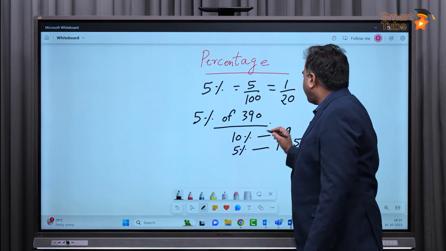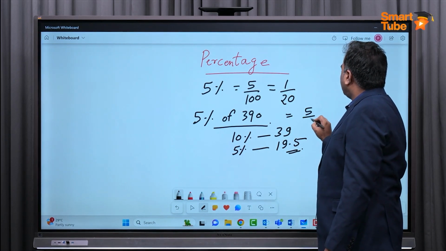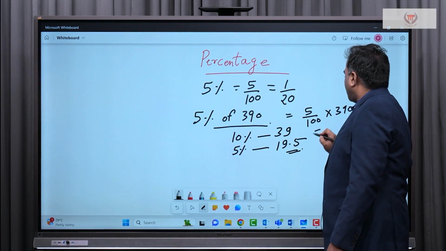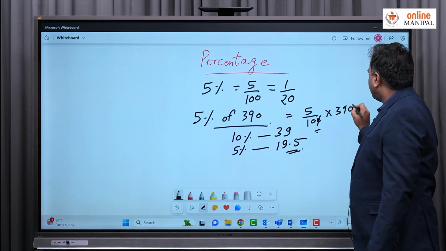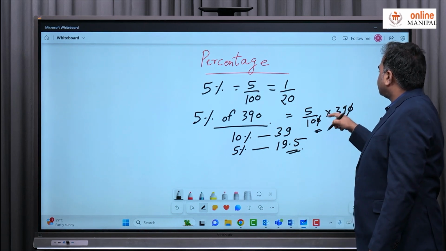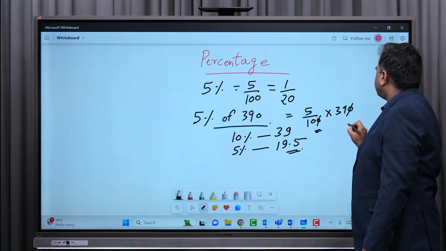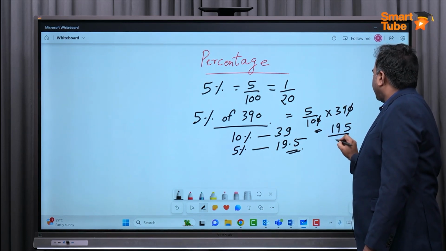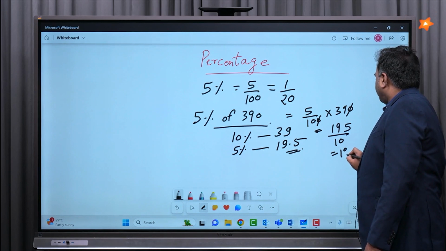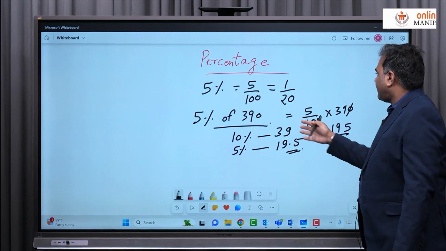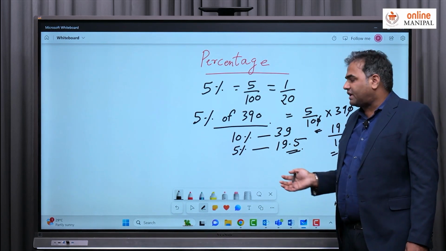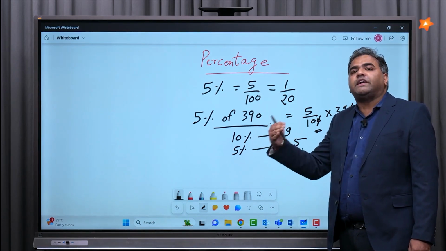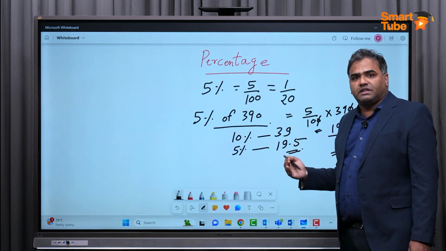If you want to complicate this scenario, you can do 5 by 100 into 390 and then solve this. You can cancel 0 here. Then what is 39 into 5? 9 5s are 45, 4 carry 15, plus 4, 195 by 10, and then it will give you 19.5. This is the way you used to do in school days, and this is the way you should learn if you want to excel in the path of quantitative aptitude. I hope this part is clear with everyone.